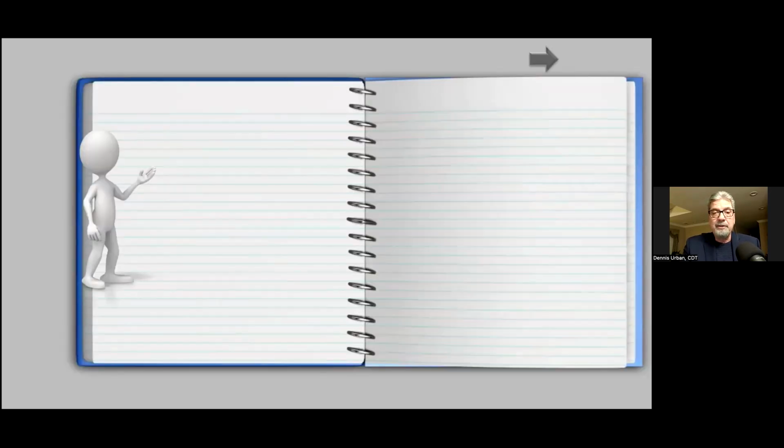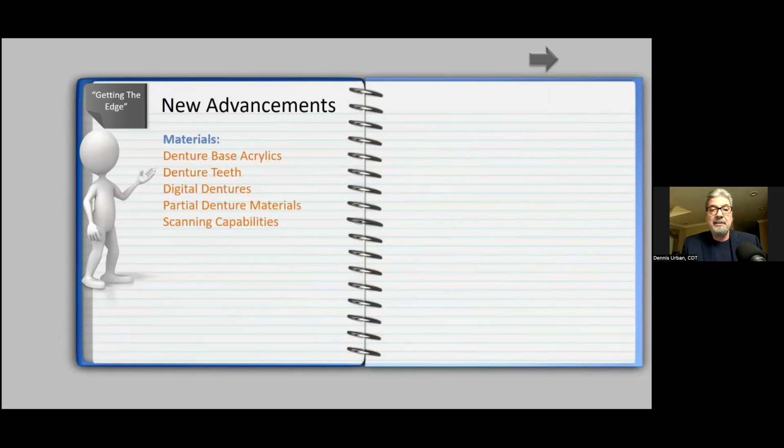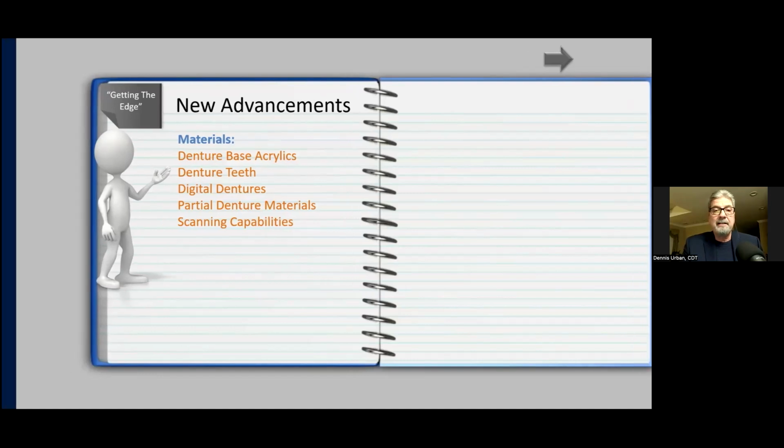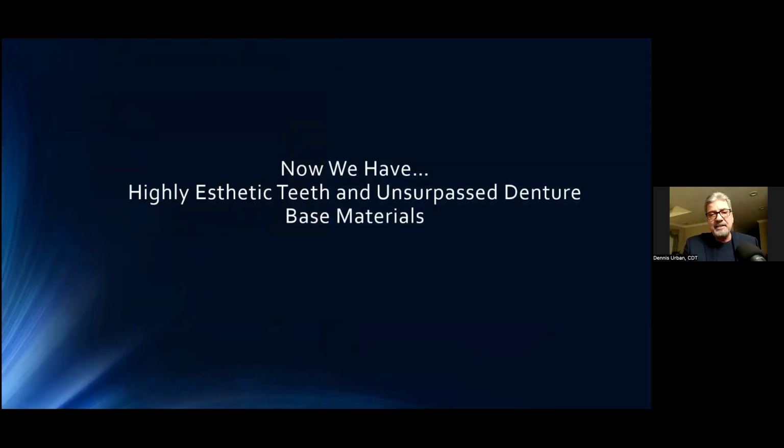So moving forward, we come across a lot of different technologies and new advancements in the industry with denture-based acrylics, denture teeth, digital dentures, partial denture materials with clear partials, metal-free partials, and scanning capabilities to improve our digital denture network and how we produce digital dentures in an evolving technology. So we've come a long way. Now we have highly aesthetic teeth and unsurpassed denture-based materials.